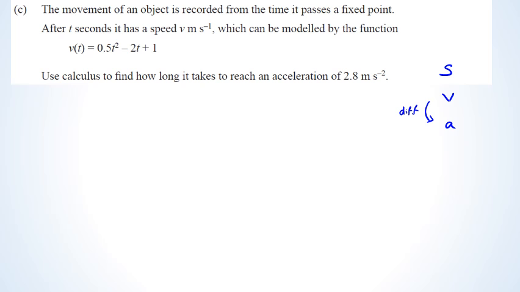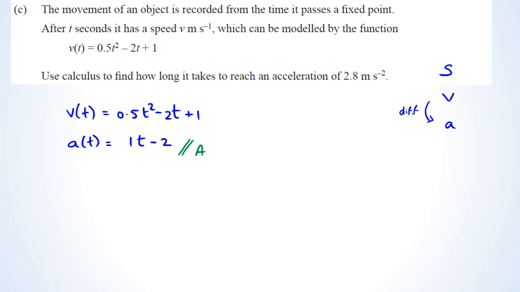Here we know what the velocity is. The velocity is 0.5t squared minus 2t plus 1. So if you want to find the acceleration, you need to differentiate velocity. When you differentiate, you get 0.5 times 2, that's 1, so it's 1t minus 2. Just differentiating that gets you the acceleration.